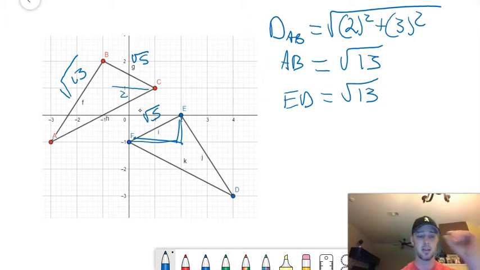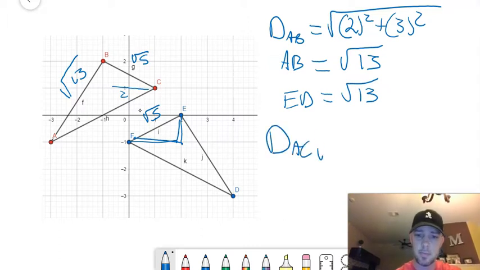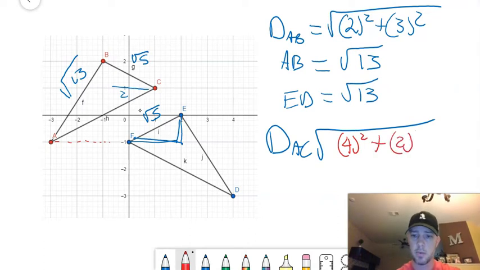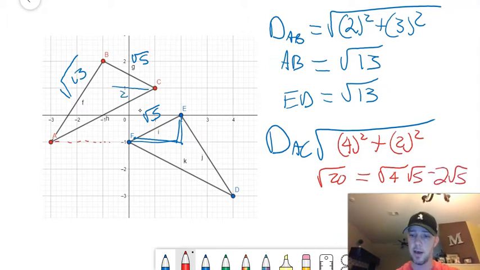And then if you wanted to check the last pieces, AC, I could draw, let's use a slightly different color here. 1, 2, 3, 4, and 2. So 16 plus 4 is square root of 20. If you wanted to simplify that, I could rewrite this as 4 and 5, so 2 root 5. This is fine, but just to check the distance. But if you needed to use this as an answer for something, you could simplify it to 2 root 5.